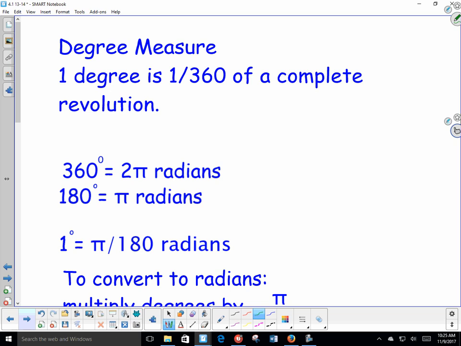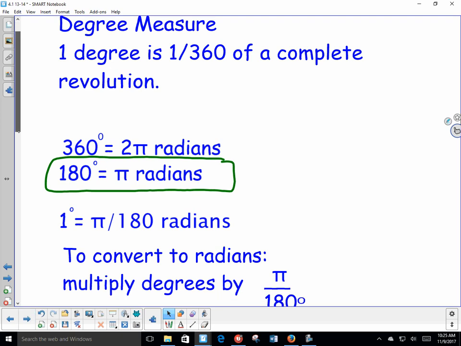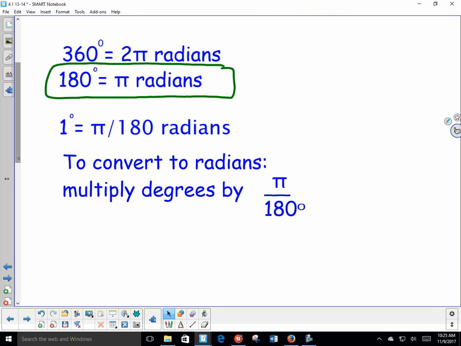Okay, so degree measure, 1 degree is 1 over 360 of a complete revolution. That means 360 degrees is equal to 2 pi radians. 180 degrees would be equal to pi radians. So if we want to convert from radians to degrees or vice versa, we're going to use that relationship, that 180 degrees is equal to pi radians. To convert degrees to radians, you're going to multiply the degrees by pi over 180 degrees.